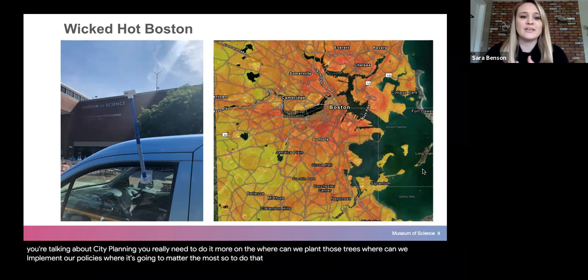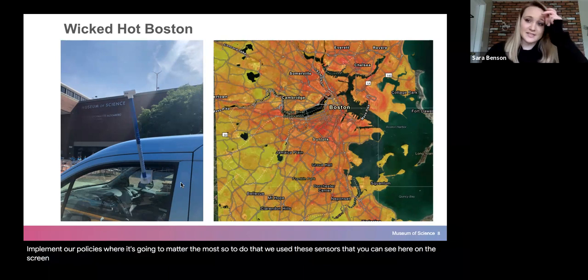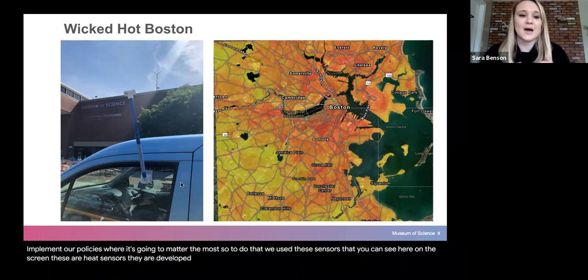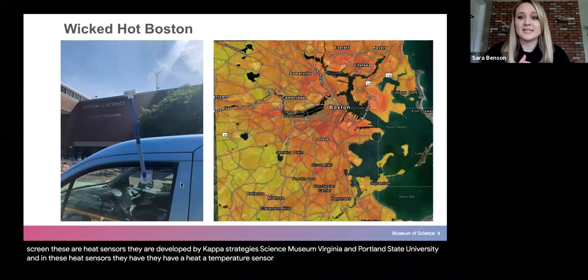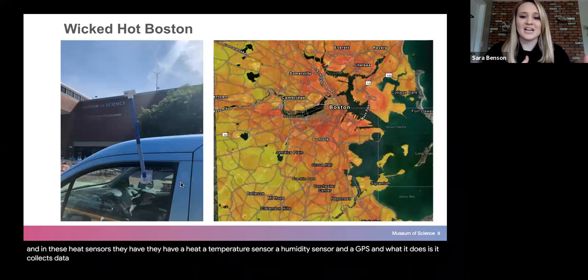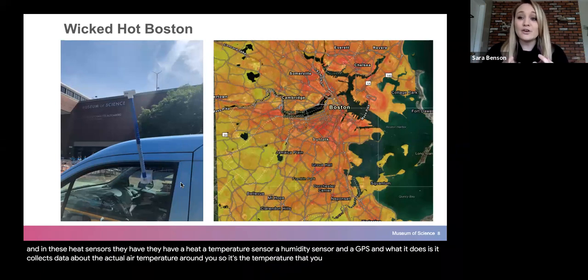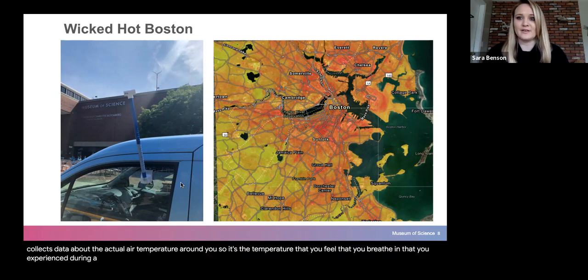To do that, we used these sensors that you can see here on the screen. These are heat sensors. They were developed by Kappa Strategies, Science Museum of Virginia, and Portland State University. In these heat sensors, they have a temperature sensor, a humidity sensor, and a GPS. What it does is collect data about the actual air temperature around you. So it's the temperature that you feel, that you breathe in, that you experience during a heat wave.